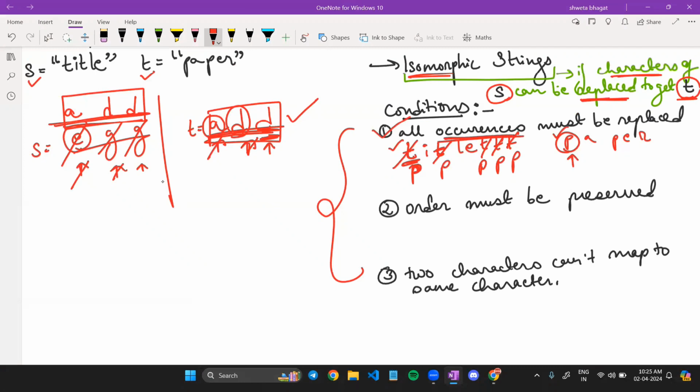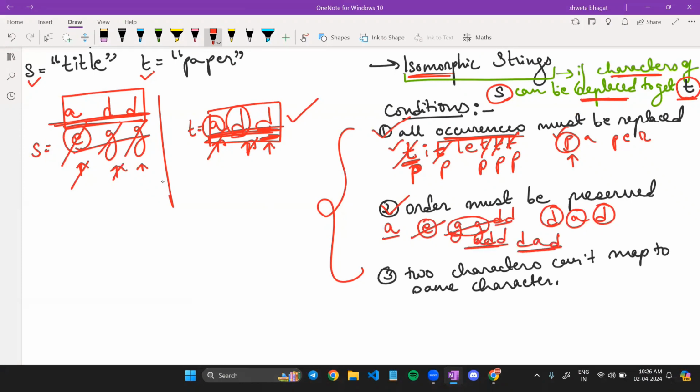Now coming to the second condition: the order must be preserved. What does it mean? Say you have the string "egg" and the string "dad". You'll say that I have an A over here and an E over here, and both of them occur only once, so I can replace this E with A. And since G occurs two times and D occurs two times, I can replace both these G's with two D's. So I'll get "add", and then we can rearrange it to get "dad".